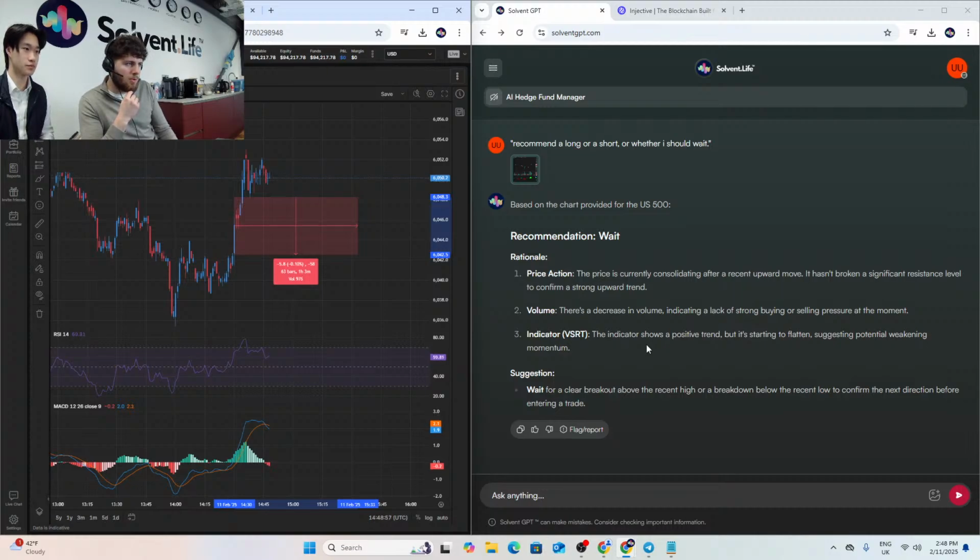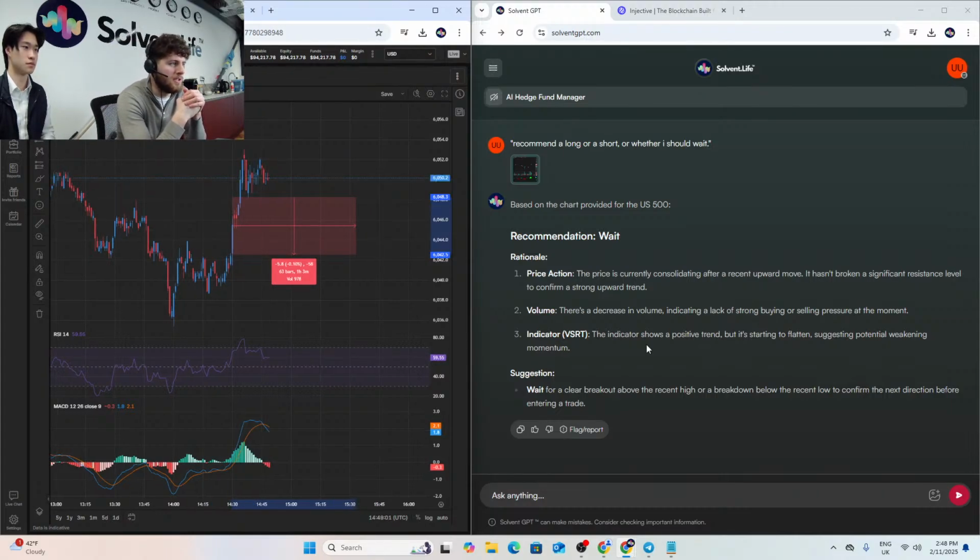But yeah, while we're waiting for the chart to develop in a certain direction, long or short, up or down, I'll briefly touch over, of course, we're showing live the research platform, the Solvent GPT.